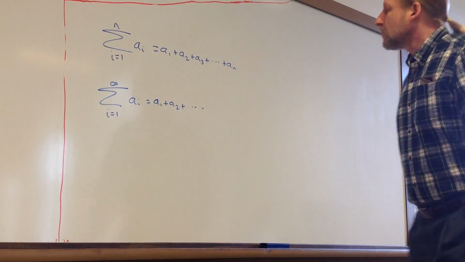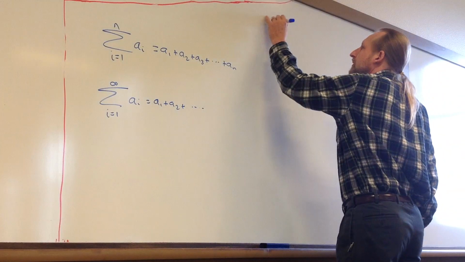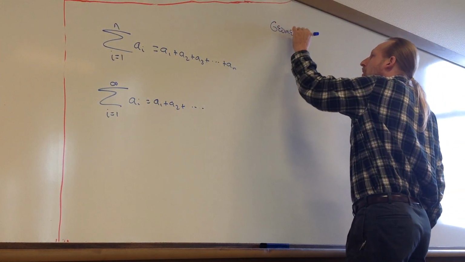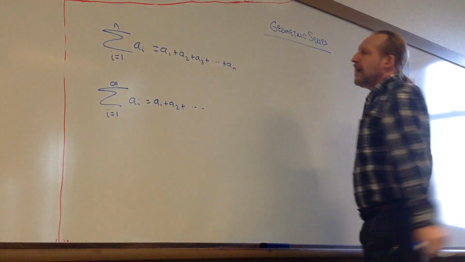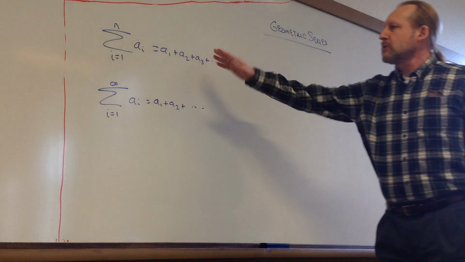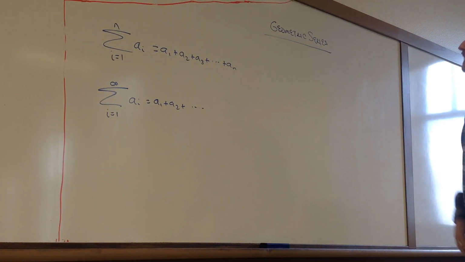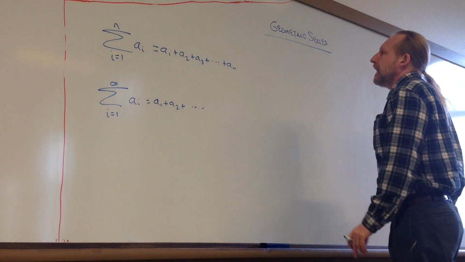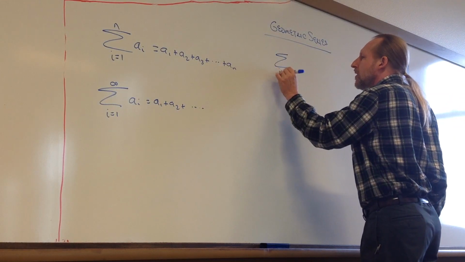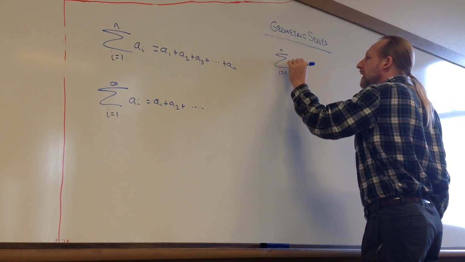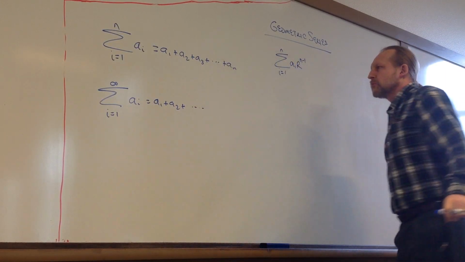So the first type of series I want to talk about is what's called a geometric series. In a geometric series, the terms are related by a constant multiplier or a constant ratio, depending on how you want to look at it. The standard form for a geometric series is the sum as i runs from 1 to n of a1 r to the i minus 1.